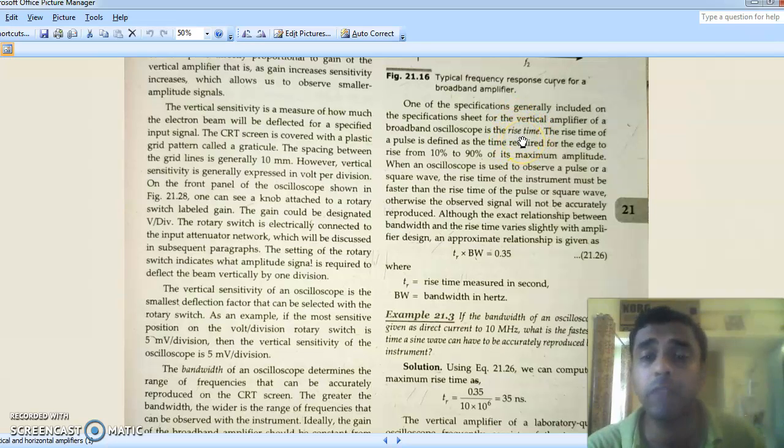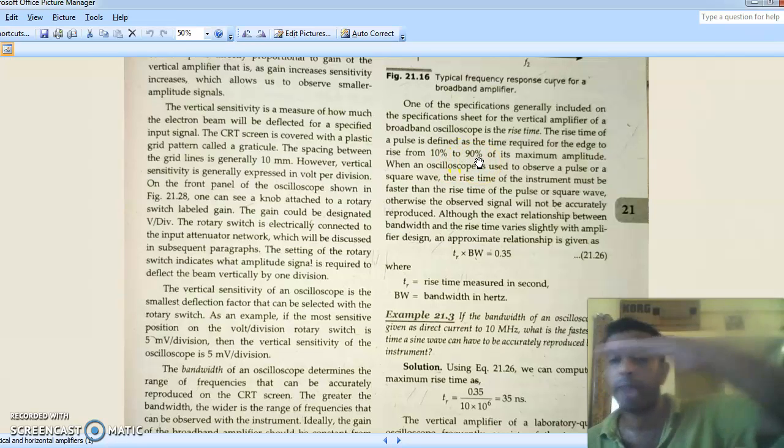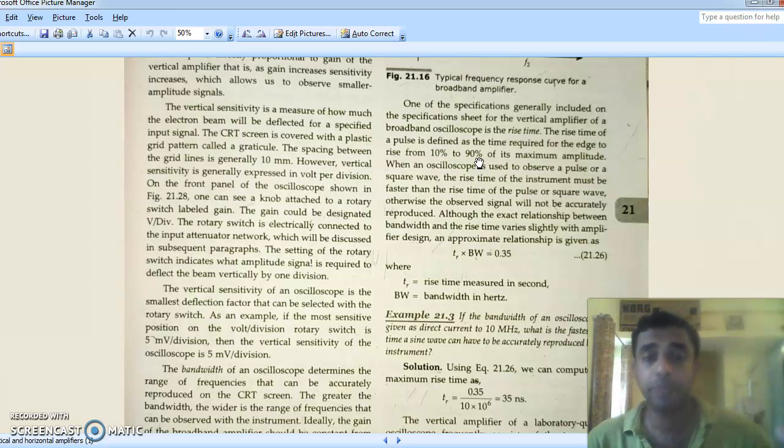This is the formal definition of rise time. It is the time taken for the vertical amplifier to increase from 10% to 90% of its maximum amplitude. A square wave will have maximum amplitude. So how much time the vertical amplifier requires to increase from 10% to 90% is the rise time. The faster the rise time, that is, the lesser the rise time, the more faithful the reproduction of that square wave or pulse. So these are the three requirements of a vertical amplifier: one is gain, second is bandwidth, and third is rise time.